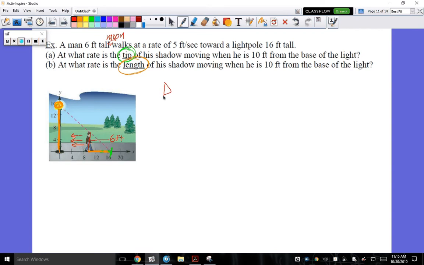Now let's go to the rates. Are we understanding, guys? Do we understand the picture? Here we go. The rates. What rate is given? 5 feet. Should it be positive or negative? Negative. Now here's the difficult part. What do we label it? dx over dt?